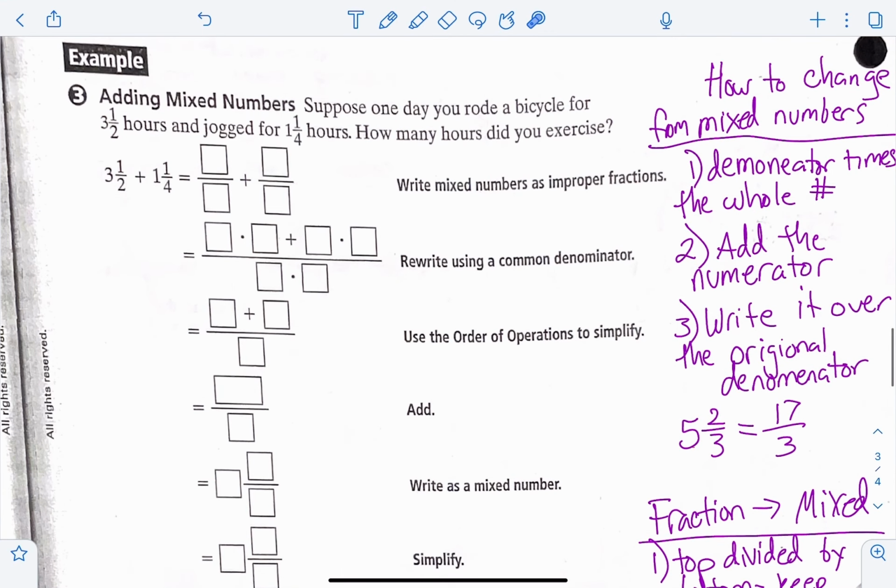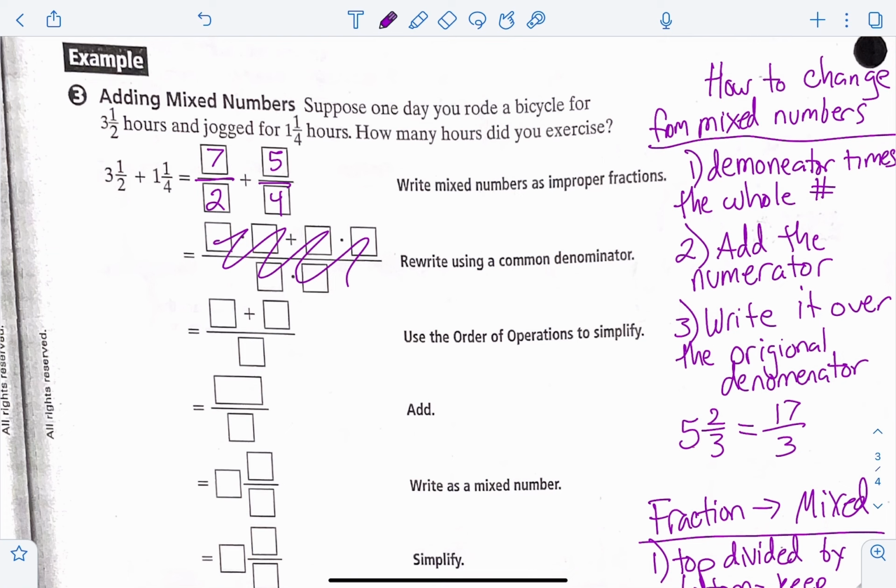All right, so it says, suppose one day you rode a bicycle for 3.5 hours and jogged for an hour and for 1 1/4 hours. How many hours did you exercise? So first step is going to be turning those into fractions so that we can do our math with them. So for 3.5, we have 2 times 3, which is 6. We add 1, which is 7. So the first one is 7 over 2. 3.5 is the same as 7 over 2. Then we have 1 1/4. So we do 4 times 1 is 4, plus 1 is 5, and we write 5 over 4.